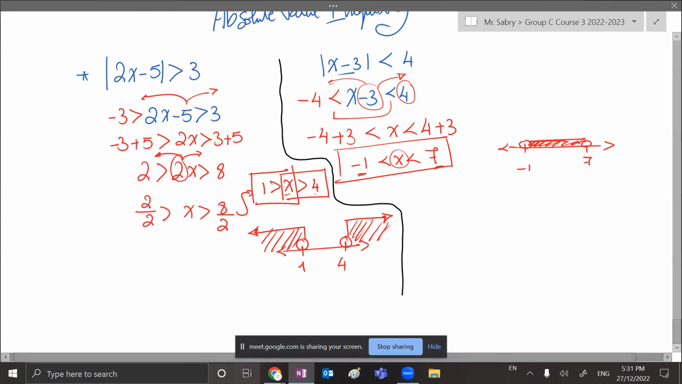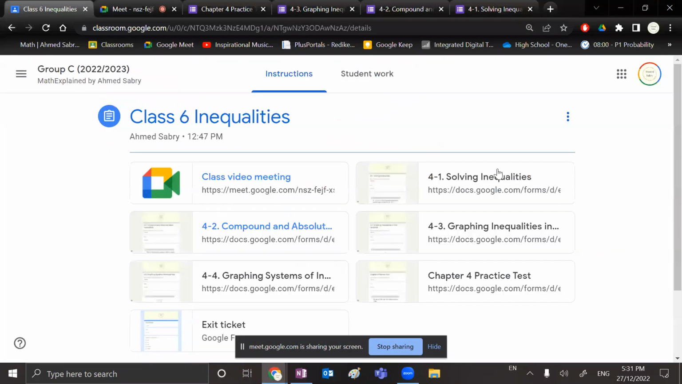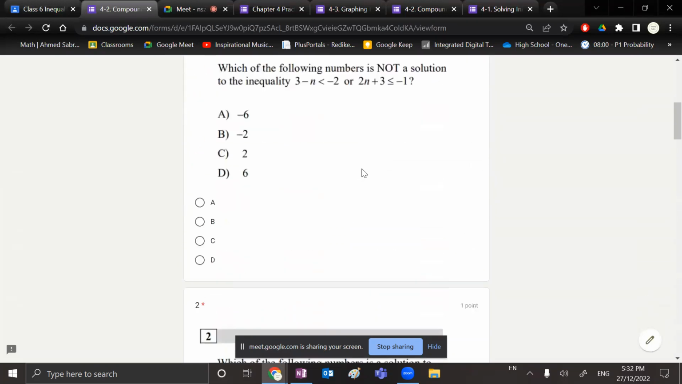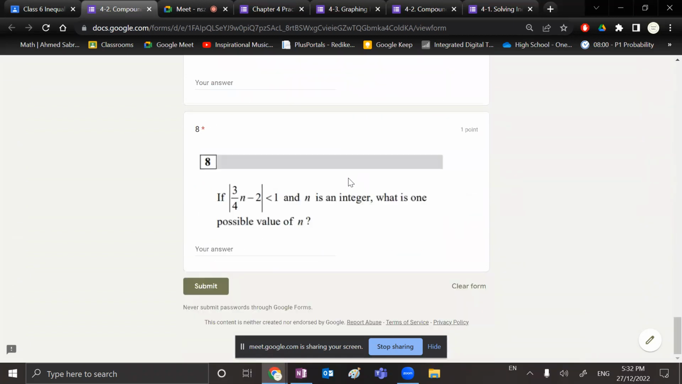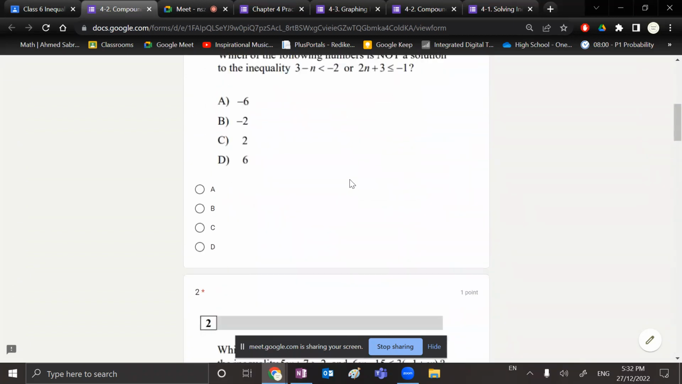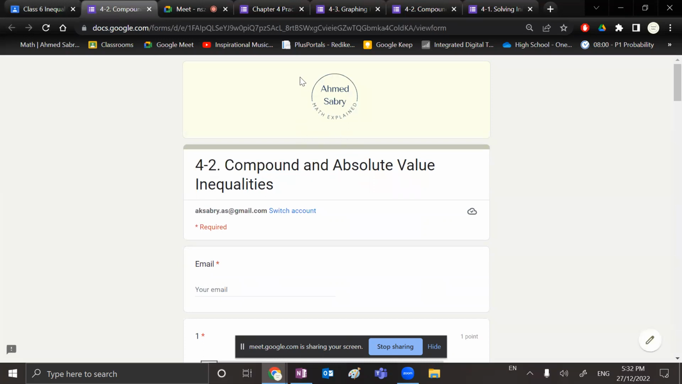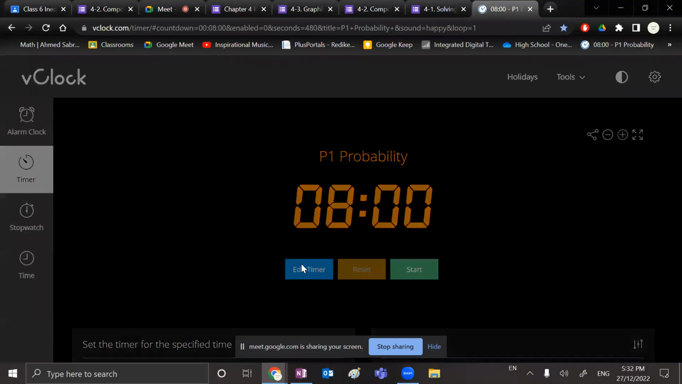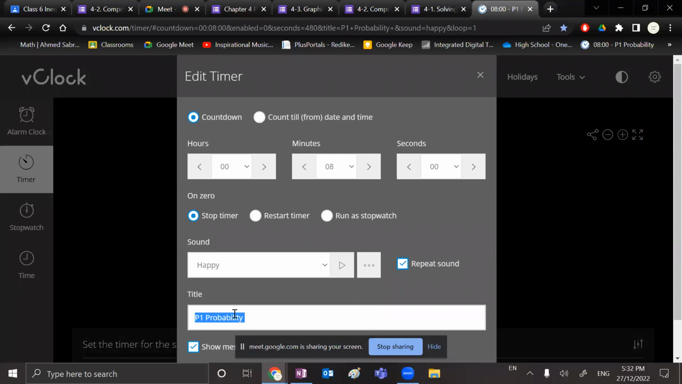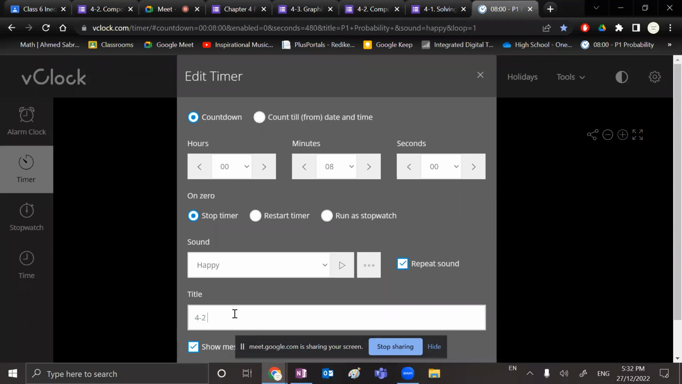Let's try something now to solve. I'd like you please to try 4-2, compound and absolute value. We've already solved a couple of them, so I think you should be able to solve the rest. These are a total of 8 questions. They have inequalities as compound inequalities, and if you're capable of solving the compound, it means you're definitely capable of solving the simple ones. So if you don't mind, head to Google Classroom and work on 4-2, composite inequalities.